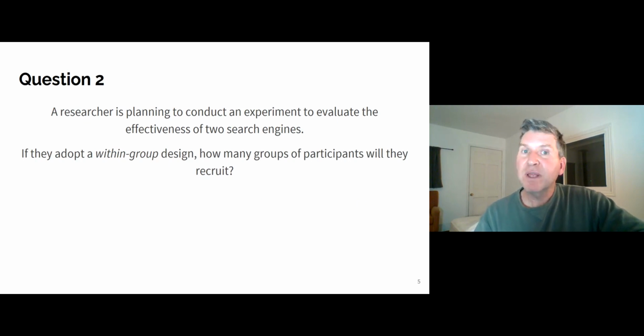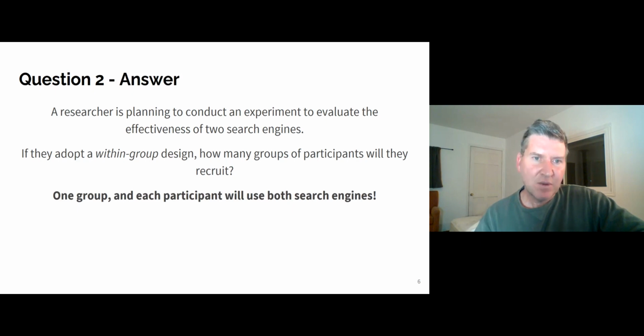And now let's go on to question 2. A researcher is planning to conduct an experiment to evaluate the effectiveness of two search engines. If they adopt a within-group design, how many groups of participants will they recruit? Are you ready? The answer is one group, and each participant will use both search engines. So again, that's testing your knowledge about between-group and within-group designs.